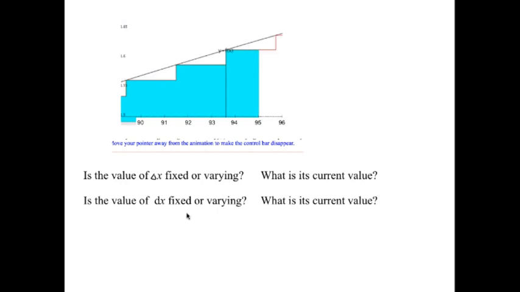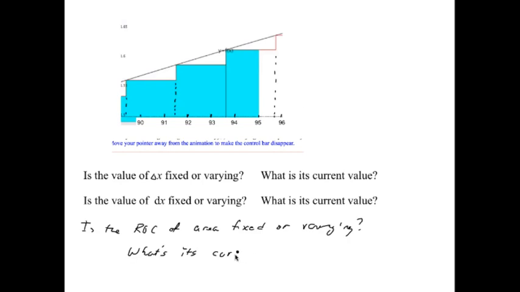To make this easier, I changed the x-axis scale so you can see we're in the 90s now. The x values are in the 90s. A couple of questions. Is the value of delta x fixed or varying in this situation? What is its current value? And is the value of dx fixed or varying? And what is its current value? Go, talk. All right, one more set of questions.